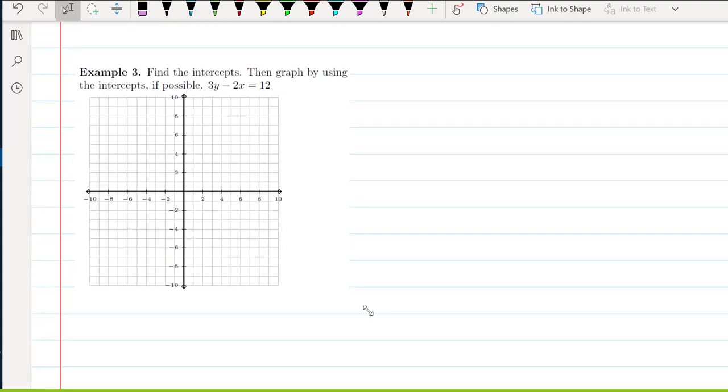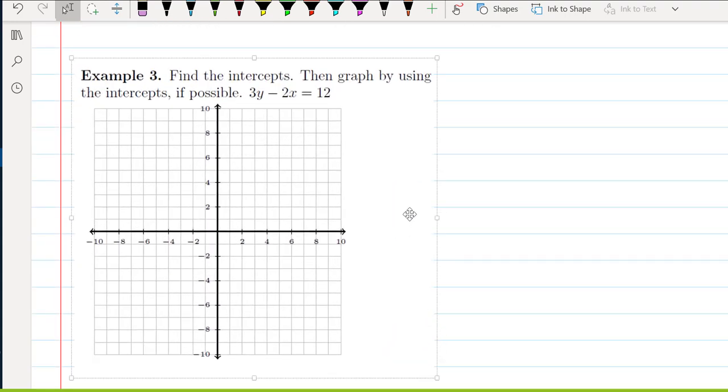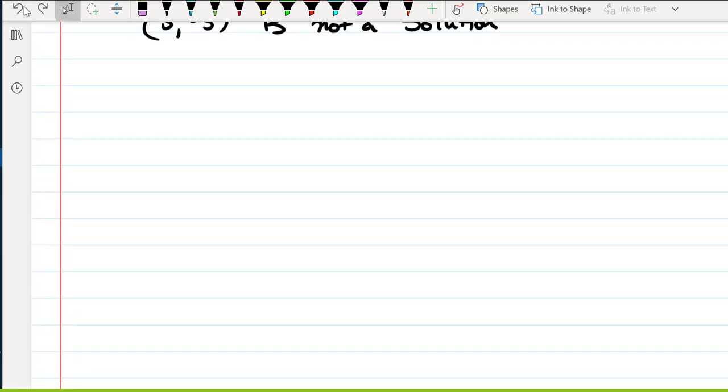So find the intercepts and then graph using this. Actually, I'm getting ahead of myself. I need to give us a little bit of notes first. So, sorry. Finding the x and y intercepts.